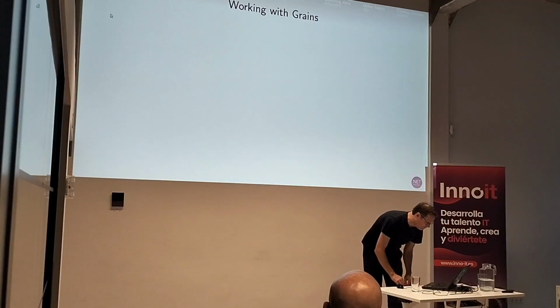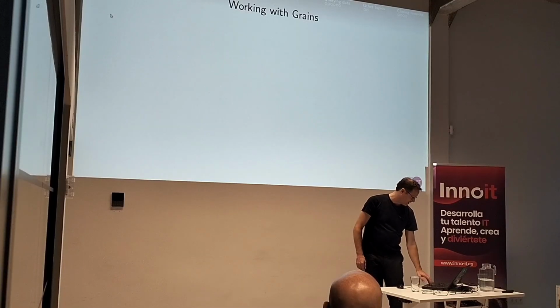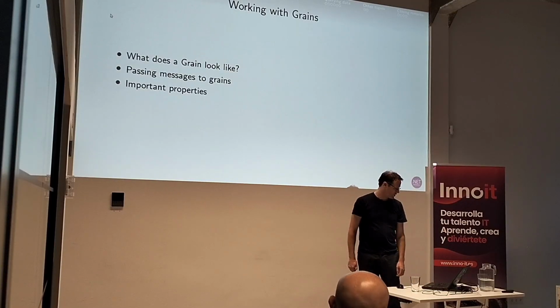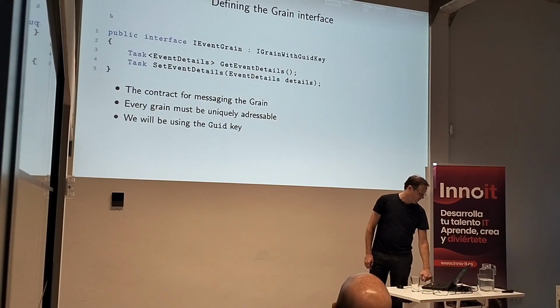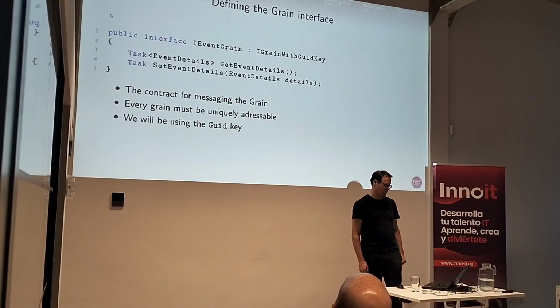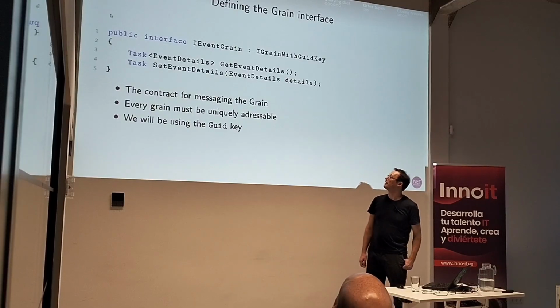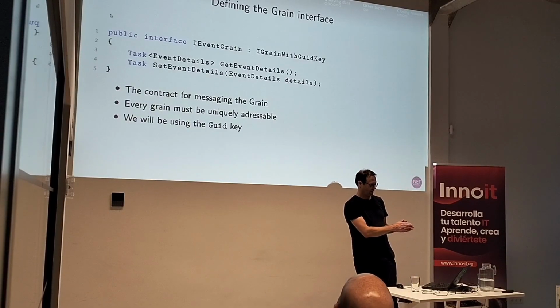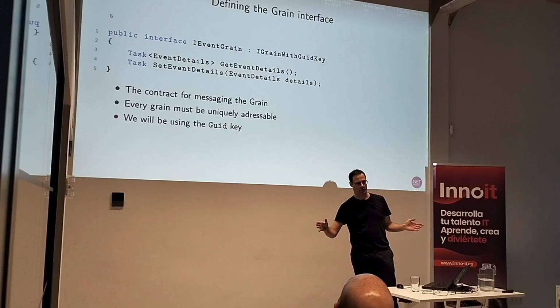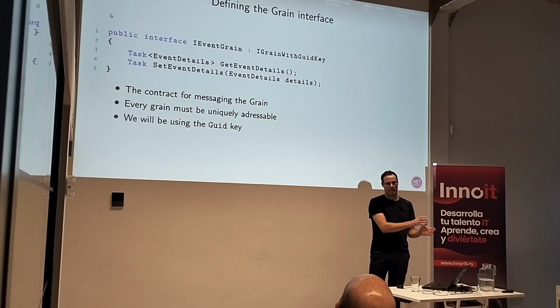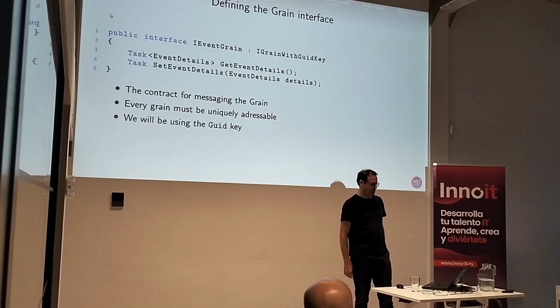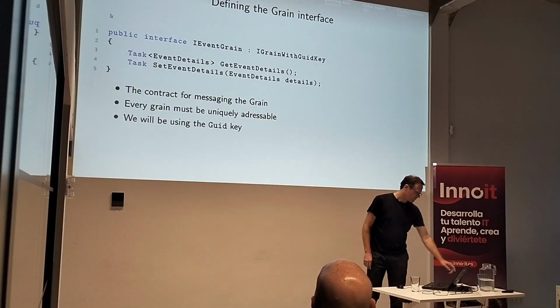So to continue, working with grains. I will show you what a grain looks like, how we can pass messages to grains, and some important properties. Now, to write one of those famous grains, we need to define the interface, because remember that we need the web API to communicate to our silo cluster. So the grains are not going to be instantiated on the web API itself, but instead it's going to be a proxy object that sends an asynchronous message to our cluster.